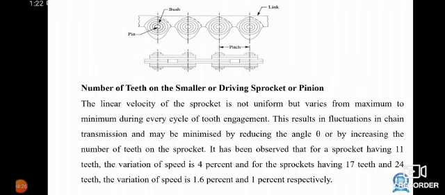Number of teeth on the smaller or driving sprocket or pinion. The linear velocity of the sprocket is not uniform but varies from maximum to minimum during every cycle of tooth engagement. This results in fluctuation in chain transmission and may be minimized by reducing the angle theta or by increasing the number of teeth on the sprocket. It has been observed that for a sprocket having 11 teeth, the speed variation is 4%, and for sprockets having 17 teeth and 24 teeth, the variation of speed is 1.6% and 1% respectively.